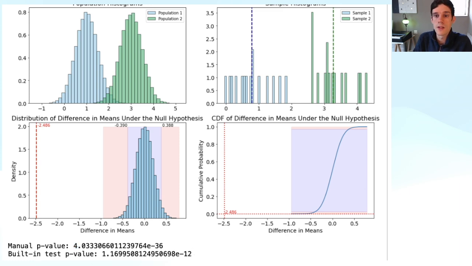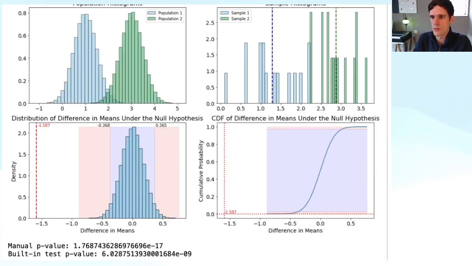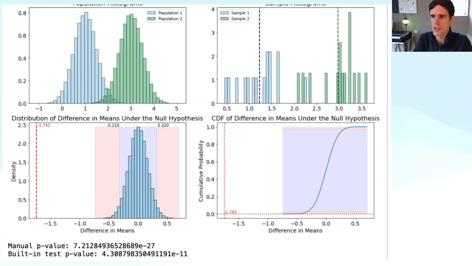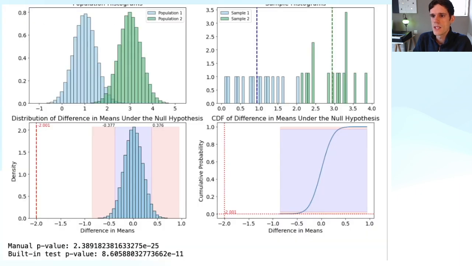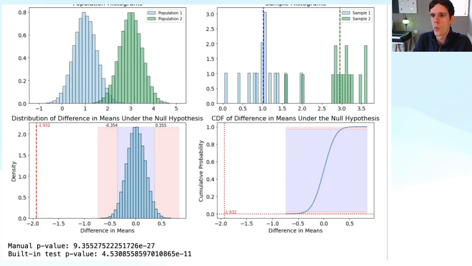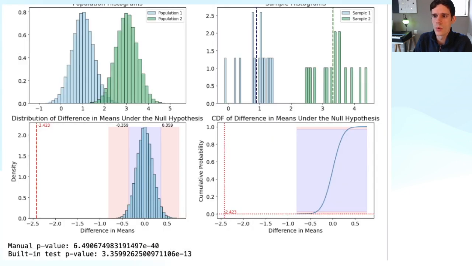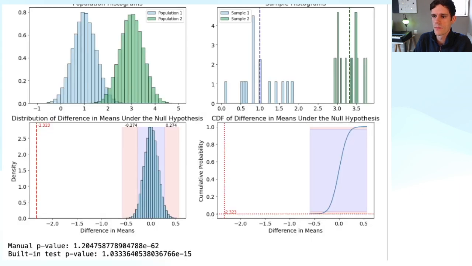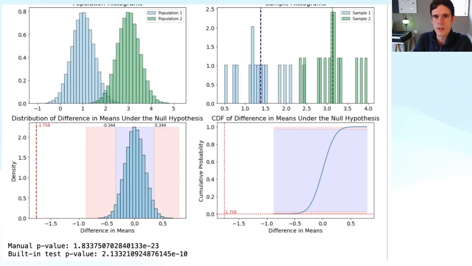Now we see that this is a very robust result, because if we run this cell over and over again, then we will see that each time our observed difference, so the red line, will lie well outside of the blue range in our distribution. And each time the corresponding p-value will be incredibly small.